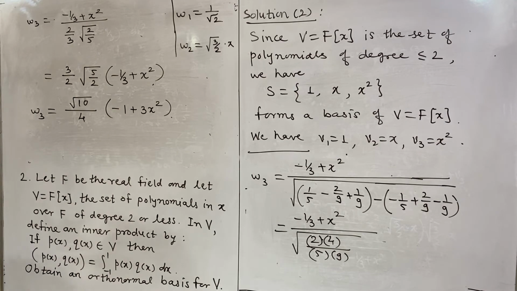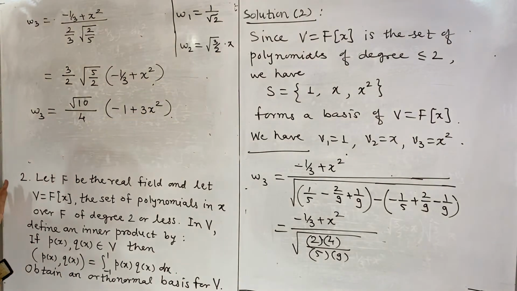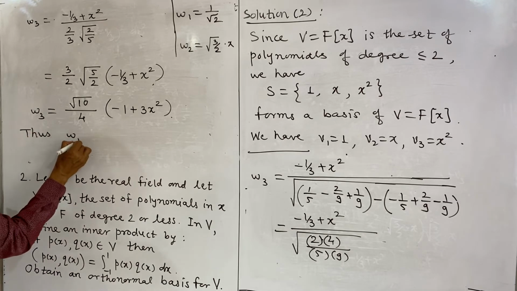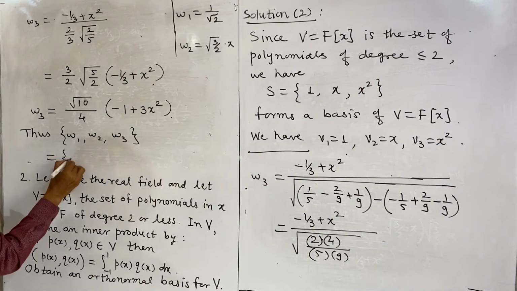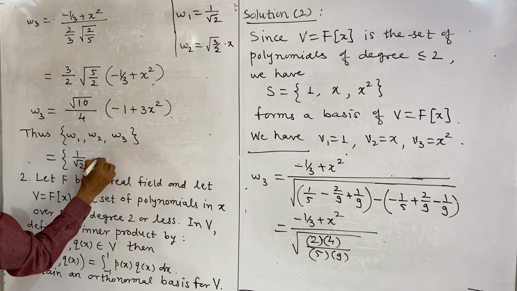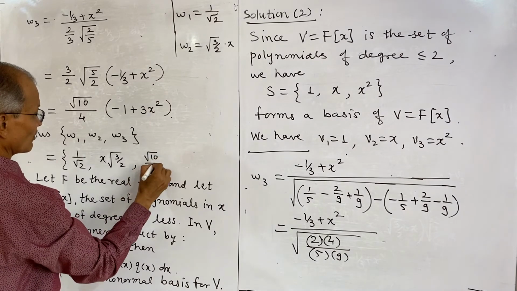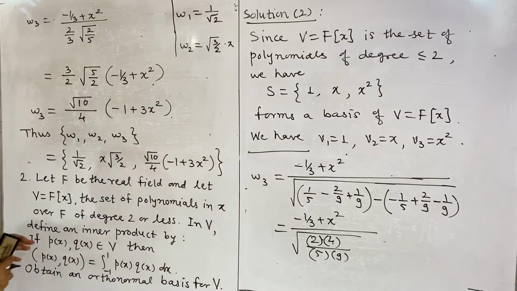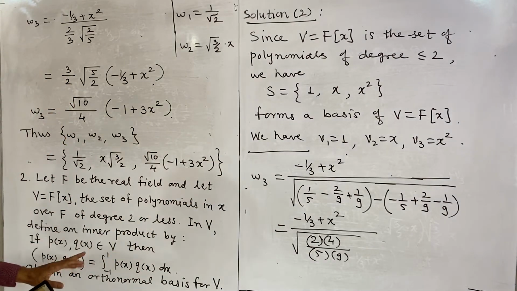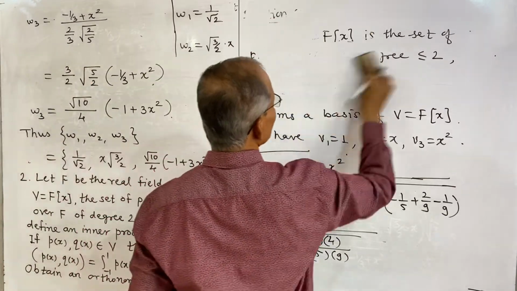Yes. And thus we have obtained W1 as 1 by root 2, W2 is this one, and W3 is this, and this is an orthonormal set. Thus W1, W2, W3, which is equal to 1 by root 2, x into root 3 by 2, and this is root 10 by 4 into (−1 + 3x²), is an orthonormal set, which is a basis of this vector space.